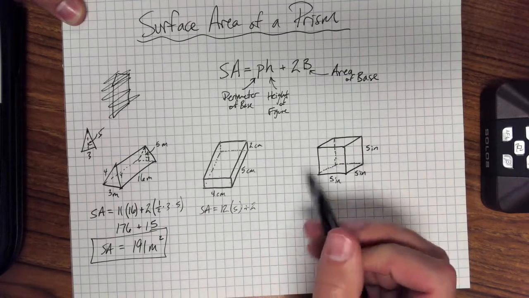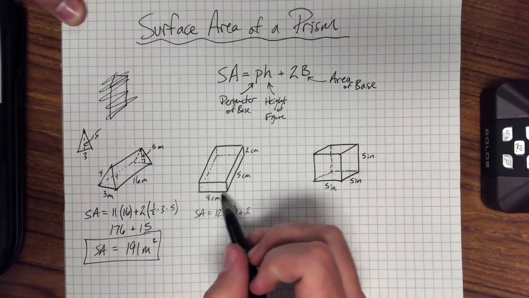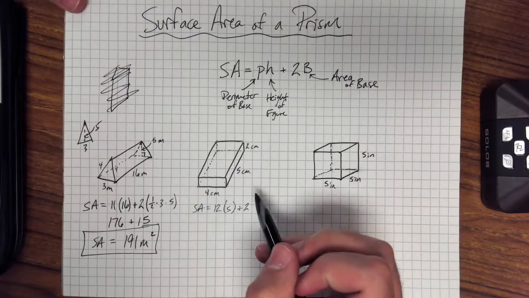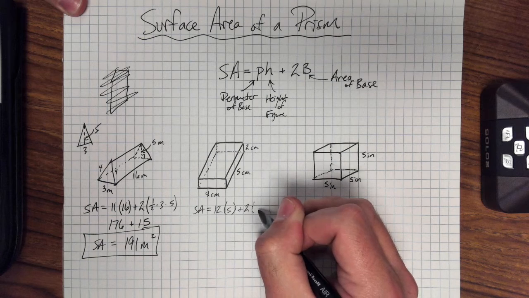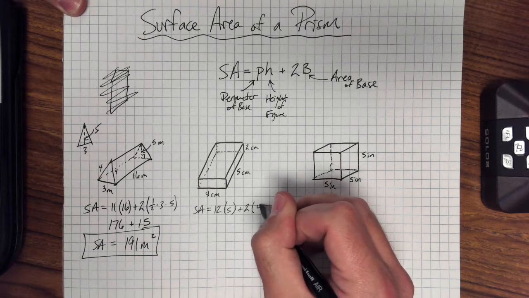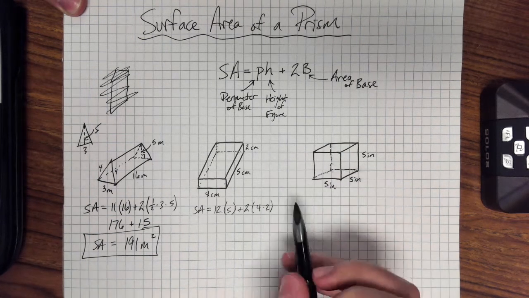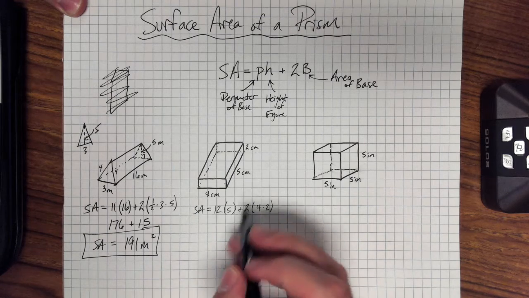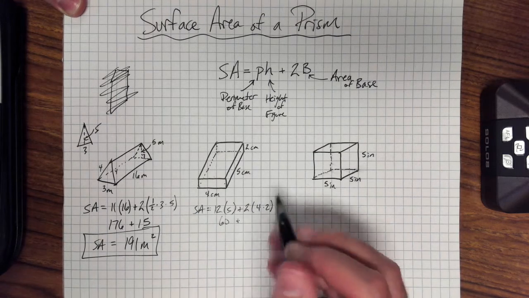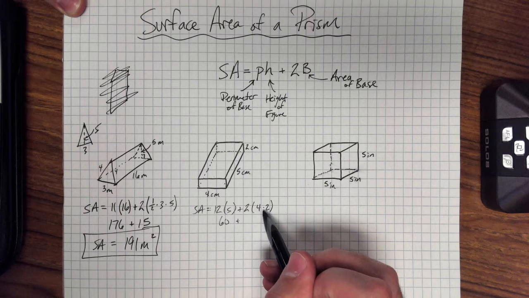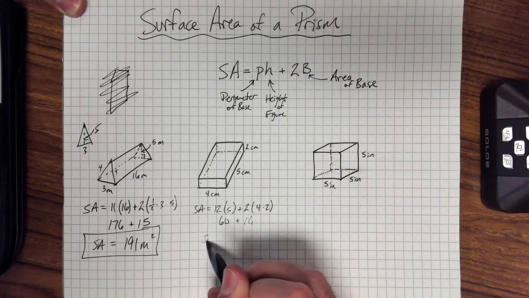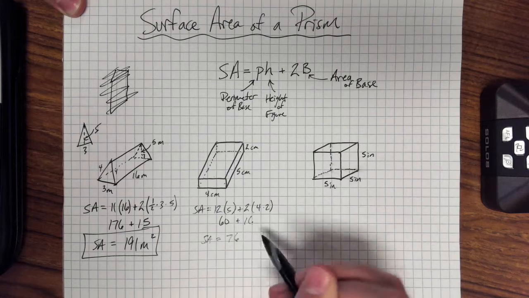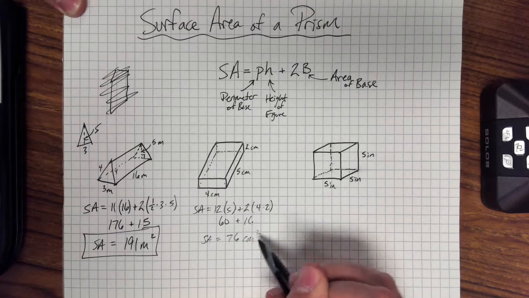plus 2 times, now the area of the base this time, the base is a parallelogram, a rectangle, so it's just length times width, or base times height. So the base of this, the area of the base, is going to be 4 times 2. So go to work. 12 times 5 is 60, plus 4 times 2 is 8, times 2 is 16. Add that up, and you get 76. This time it's square centimeters.